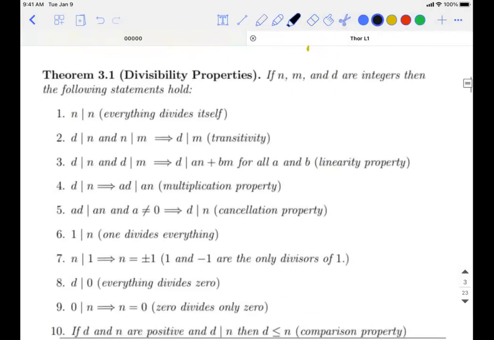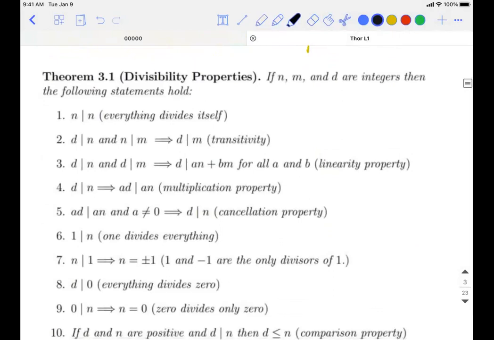Because this is so easy, let's see some properties of how divisibility works. Let's say we have m, n and d, all integers, and the following properties hold. First, n is a divisor of n. Of course, 10 is a divisor of 10, and 100 is a divisor of 100. Any number is a divisor of itself, or we can say any number is divisible by itself. So easy.